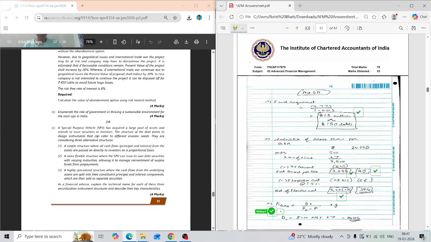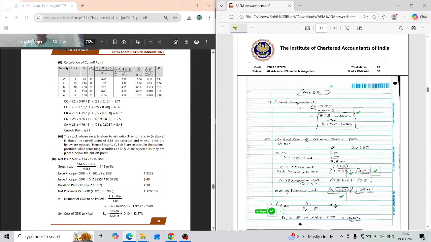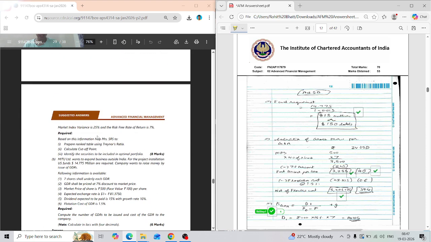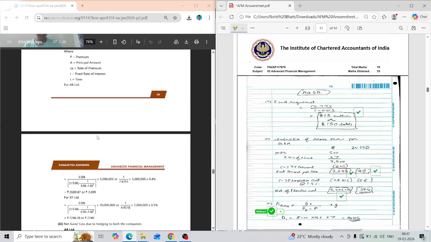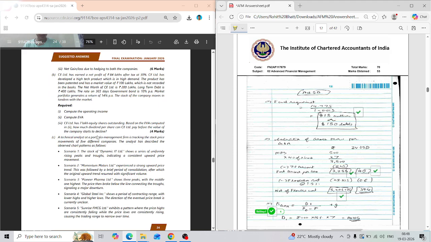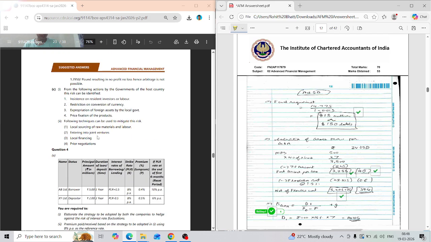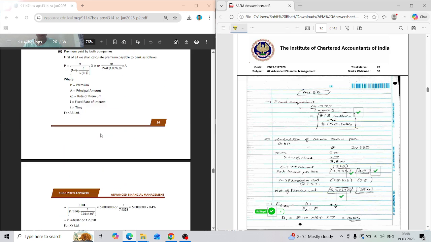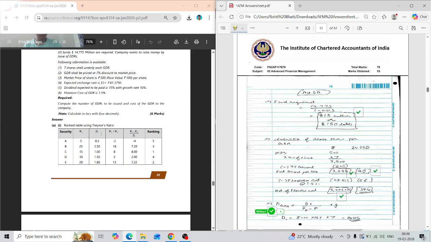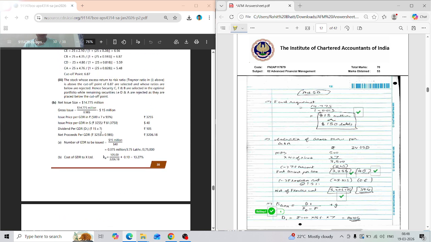And even in other questions, I tried to solve the questions which I was well aware of and could do exactly correct. So if I come to 5B, sorry, 5B was about the calculation of cost of GDR. My approach has always been to answer questions in a very stepwise manner and make boxes or underline the critical parts. If you see net issue size, we had to gross it up to get 15 million, which I have written. The examiner ticked this step and gave a mark.